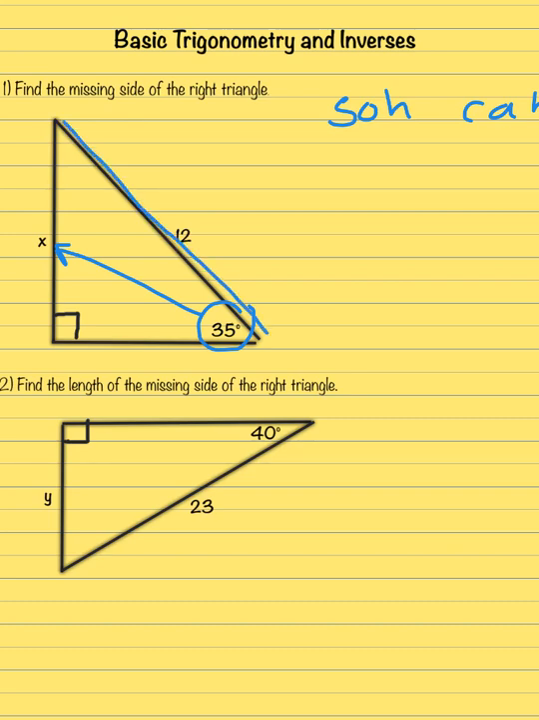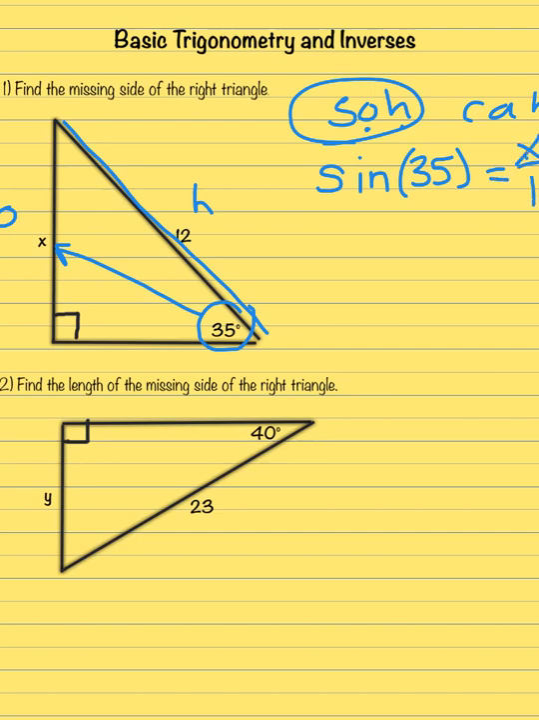So which one uses opposite and hypotenuse? Opposite, hypotenuse. So we're going to use SO. So that would be the sine of our angle measure equals our opposite, which is the x, over 12. Now we are going to solve for x.